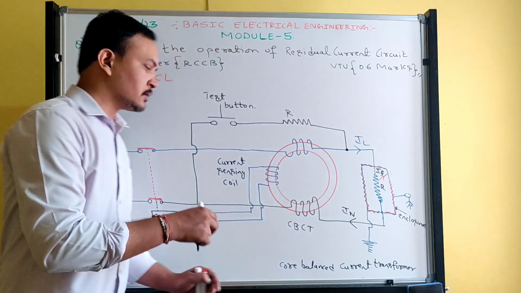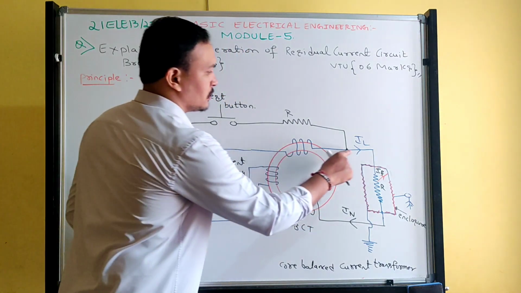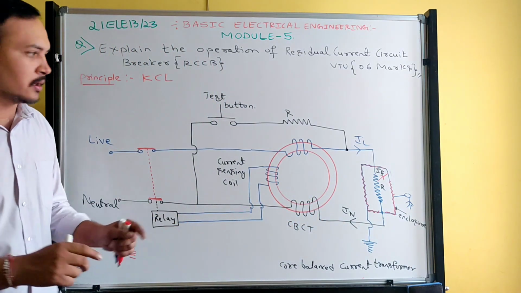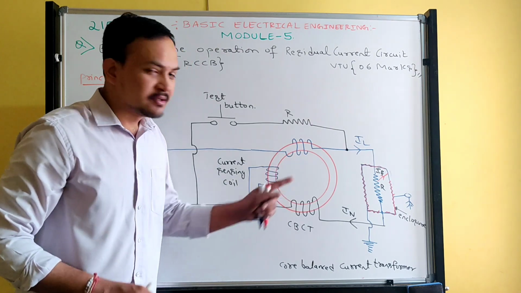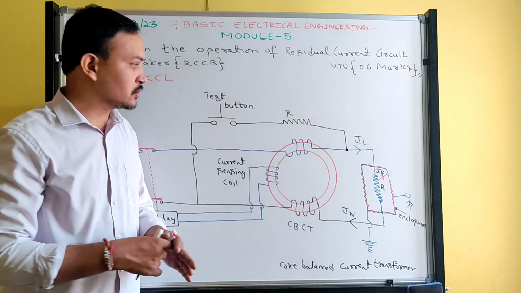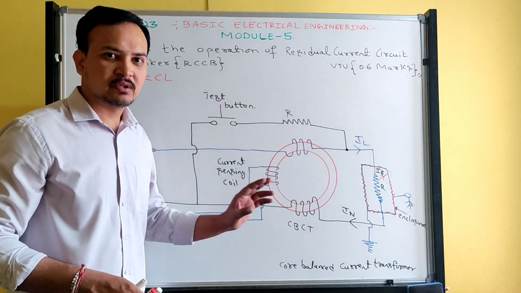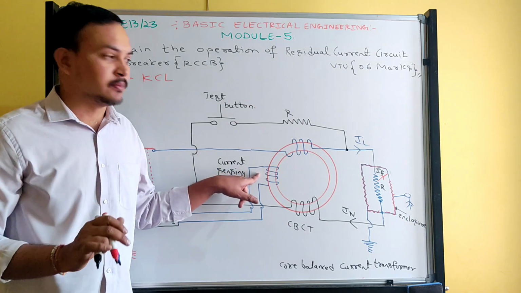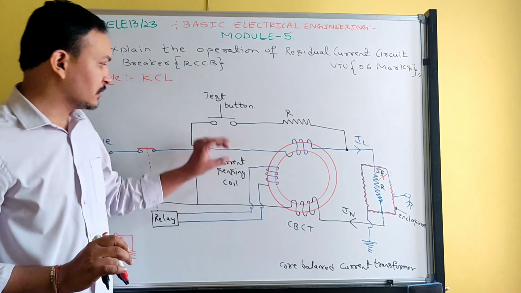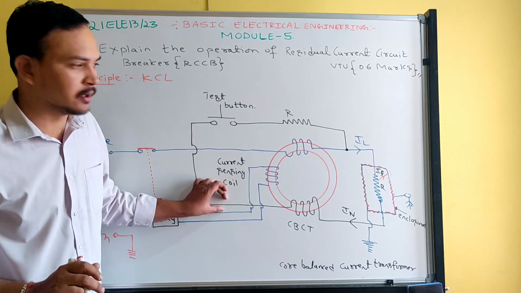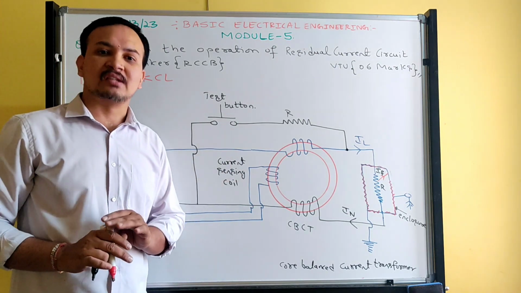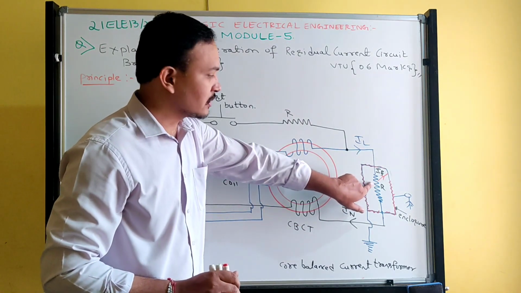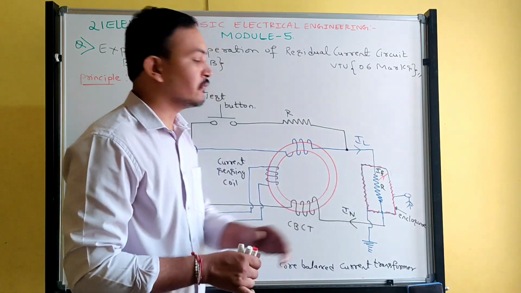In normal condition, whatever current comes from the line, the same current comes back from the neutral. Incoming is equal to outgoing current. Both coils carry the same current, so there is no difference between the two coils. Under that condition, the current sensing coil will not get energized because it is carrying balanced current. If 10 ampere flows in one, 10 ampere flows in the other. Now a fault occurs inside the machine: a wire touches the frame, and fault current flows.